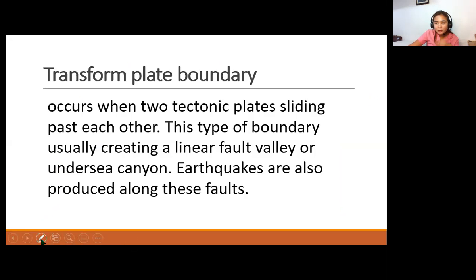So now, for the last boundary, we have the transform plate boundary. It occurs when two tectonic plates slide past each other. This type of boundary usually creates a linear fault valley or undersea canyon. Earthquakes are also produced along this fault. So of course, this transform plate gives us earthquakes as well.